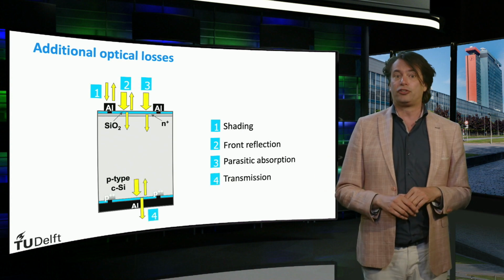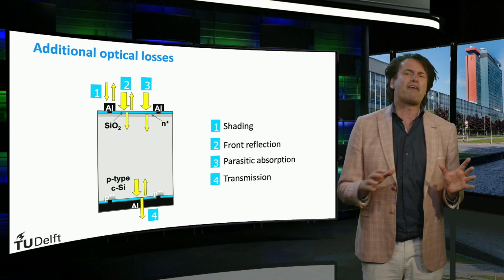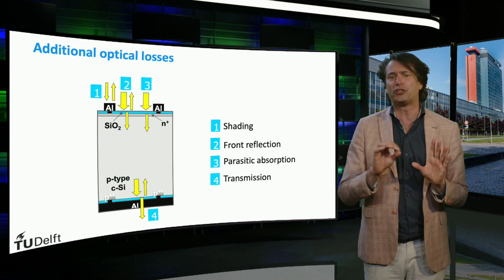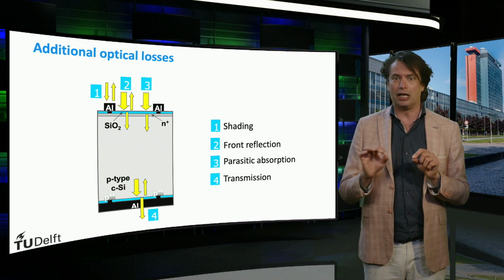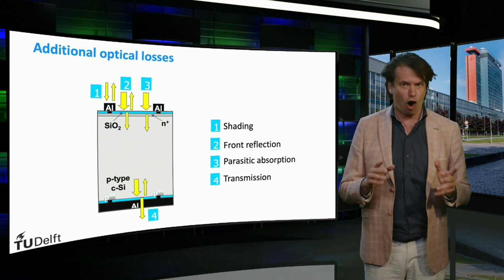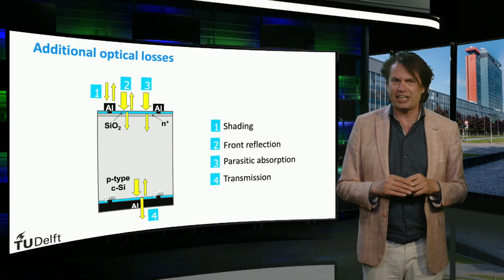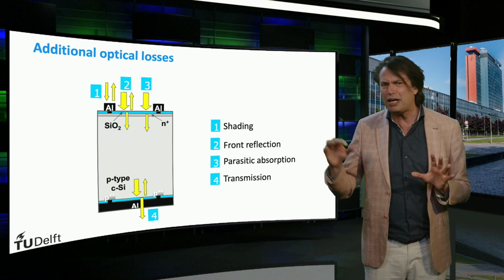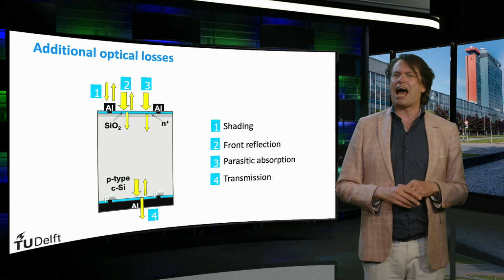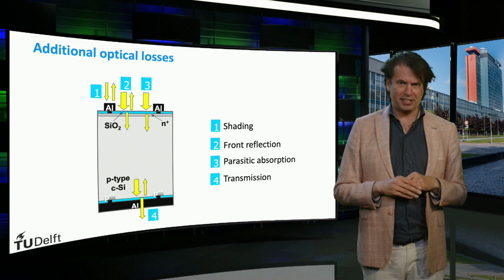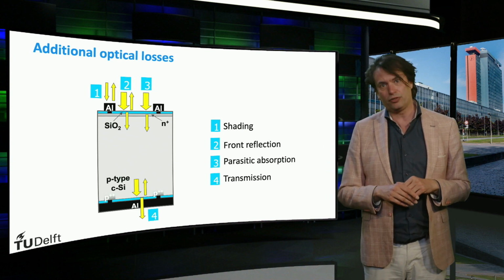Finally, we consider the transmission losses. Transmission losses are caused by photons passing through the solar cell without being absorbed, due to the limited optical thickness of the solar cell. This generally involves photons with energy equal to or slightly above that of the band gap. These photons have a lower absorption probability and are therefore less likely to be absorbed in the solar cell.